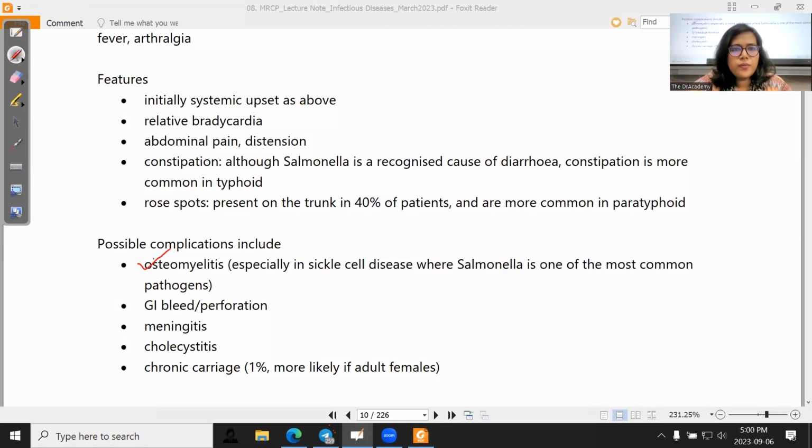This is quite important to remember, okay? In sickle cell disease, Salmonella typhi can cause osteomyelitis. And gastrointestinal bleeding, it can cause perforation, bleeding, cholecystitis, okay? Meningitis and chronic carriage. That is, this Salmonella is stored in the gallbladder, and in 1% of cases, if not treated well, it can relapse again, and that's why these kinds of patients should go for cholecystectomy.